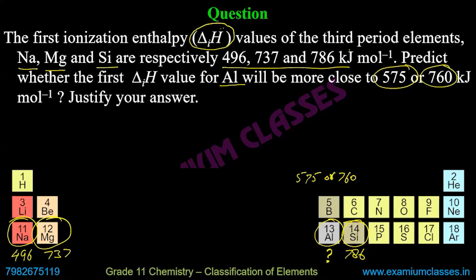So if you see the configuration of sodium, magnesium, aluminum, silicon, 11, 12, 13, 14. So electronic configuration 1s2, 2s2, 2p6, 3s1.